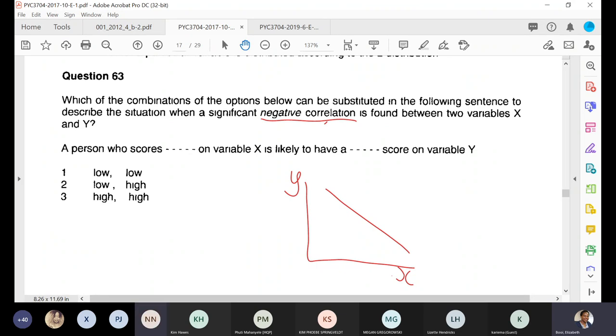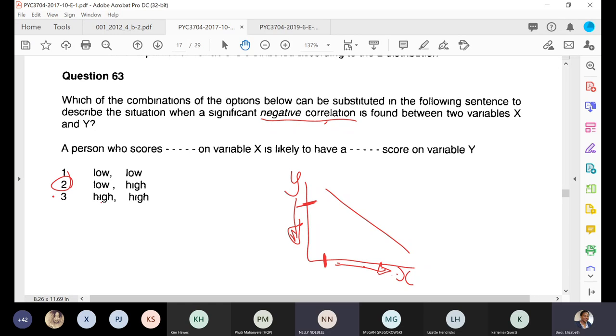Because it says negative correlation, I just draw this to remind myself. When the values of this one increase, the values of this one decrease. So a person with a score of a high value, so that will be three. A person who has a score on X which is low is likely to have a high value of Y. So it's two.